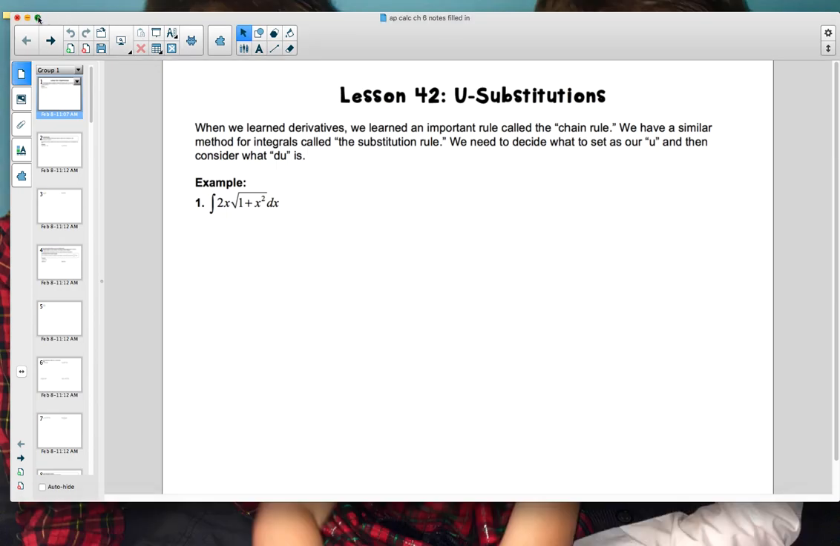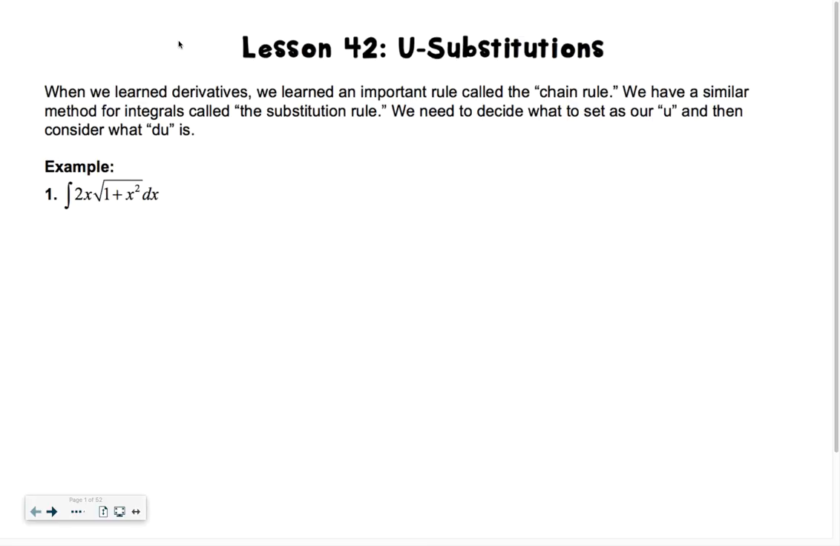Question 42 is on what we call U-substitutions. So U-substitutions is going to be very similar to the chain rule, except it's the opposite of the chain rule. So if I take you back in time to first semester, when you had things like 3x squared minus 1 to the 15th, and I ask you the derivative, do you remember how you did that? You better. So you get 3x squared minus 1 to the 14 times 6x, right?